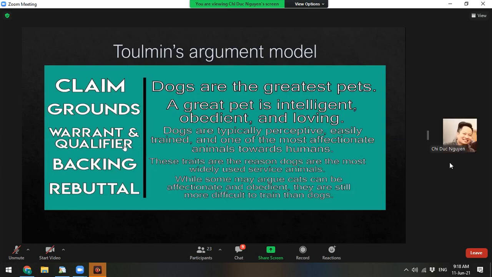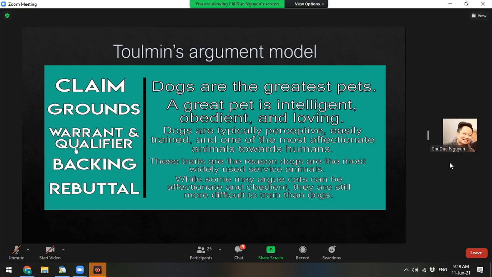Okay. So actually, warrant is going to be the connecting sentences between the claim and the ground, because in order to make the conclusion that dogs are the greatest pets, we base on the ground that a great pet is normally intelligent, obedient, and loving. And actually, there's some kind of broken link between the two sentences over here, and warrant brings this kind of link back, because here we need to describe the key features of dog. So we have to ensure that dogs must be intelligent, dogs must be obedient, and dogs must be loving in order to connect this kind of evidence back to the claim.